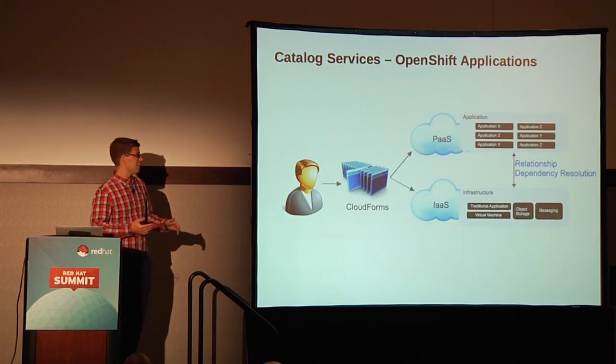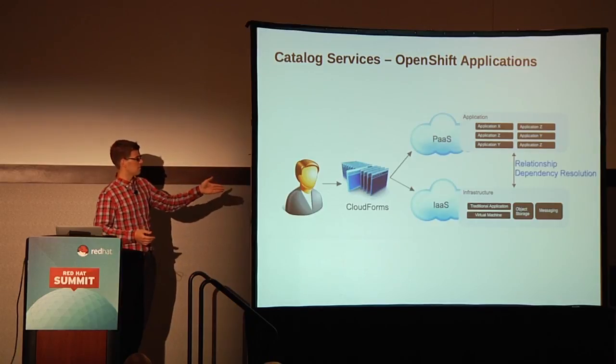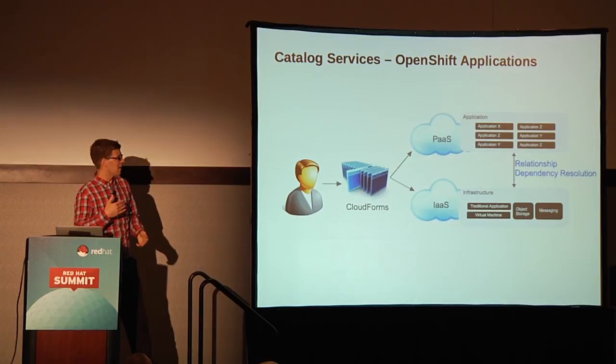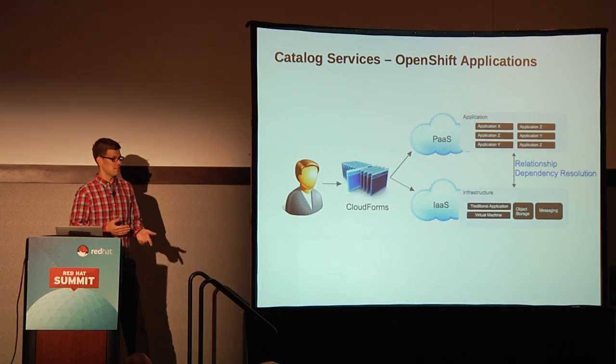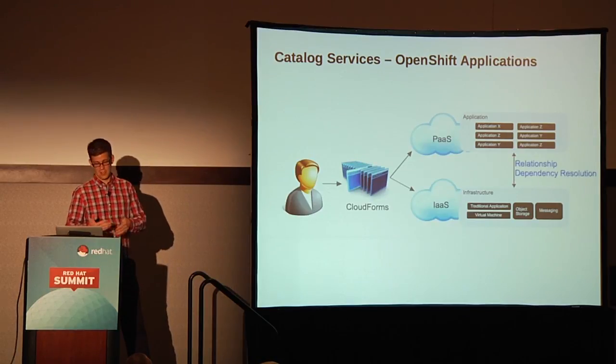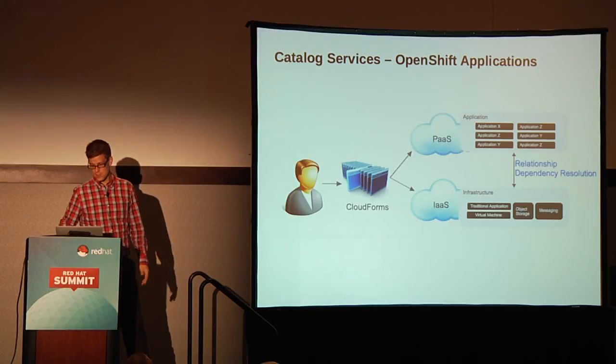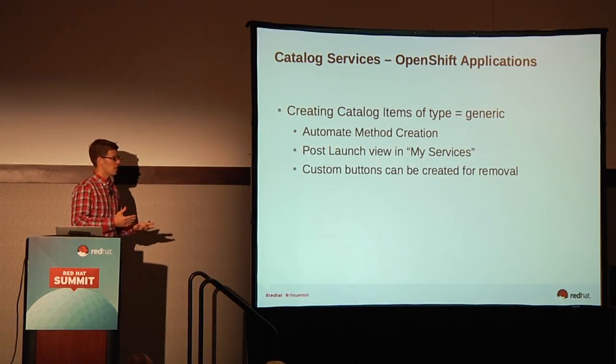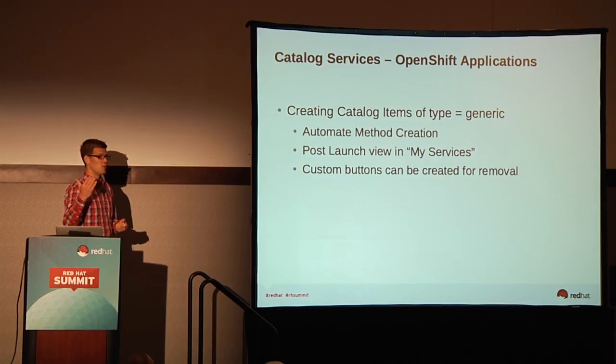The idea here is that we want to be able to leverage CloudForms to spin up both virtual machines on the infrastructure layer and applications inside the PaaS, possibly at the same time. We're just going to launch a PaaS app in this example. So what do you need to do that? Well, you create a catalog item type of generic, and then you create a new automate method.